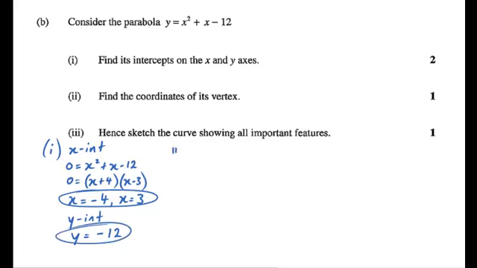Part 2, find the coordinates of its vertex. So for its vertex, we need to find its x value first. Another name for the x value of the vertex is the axis of symmetry. You can use the formula. I find it's much easier to find halfway between the x-intercepts. So halfway between the x-intercepts would be negative 4 plus 3, so you add them and divide by 2. So our x value will be negative half. That's our x value for the vertex.